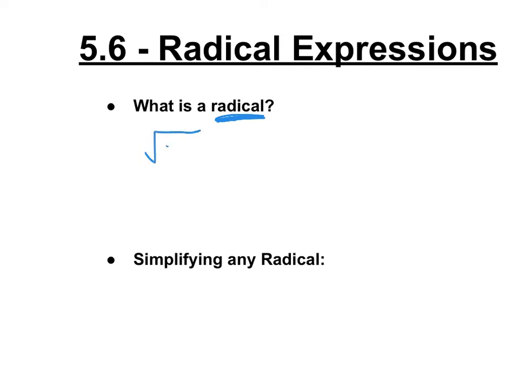And that could be like a square root, or it could be a cube root, or it could be a fourth root. So notice the little number on it, right? It just keeps changing. Now, square root is just assumed always a 2. If it's anything but a square root, you're going to see a number on it right there. So that's what we mean by a radical.